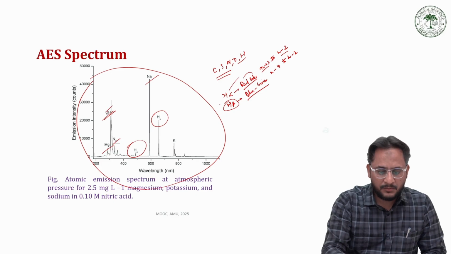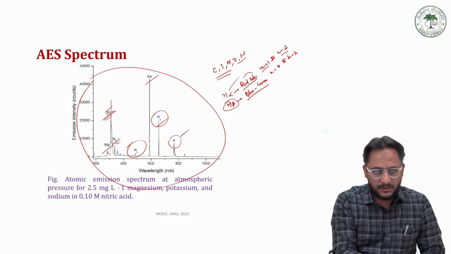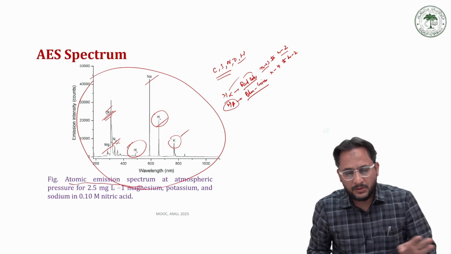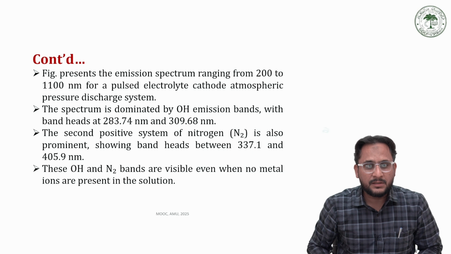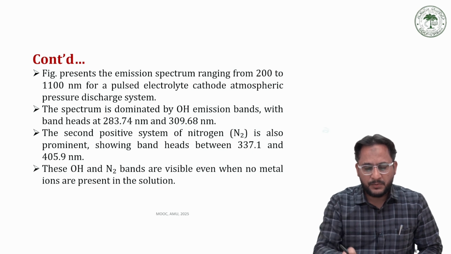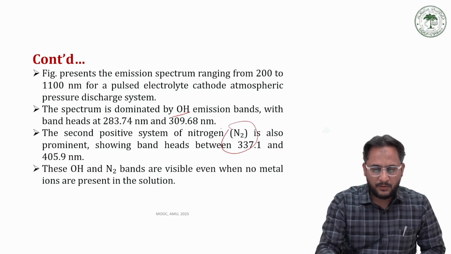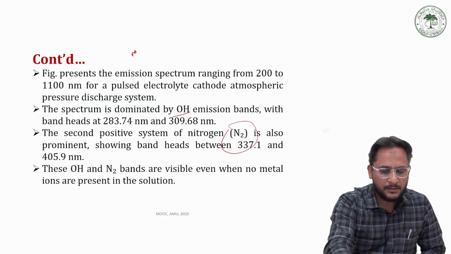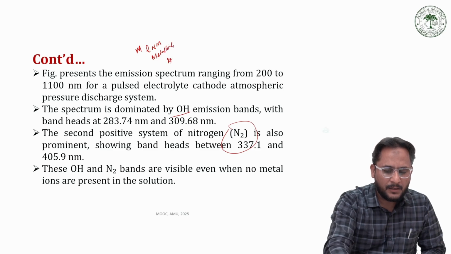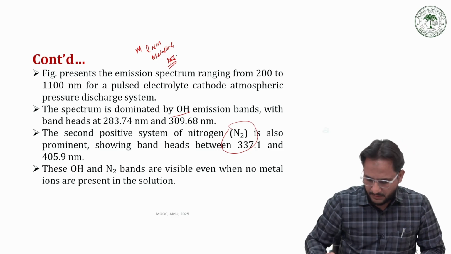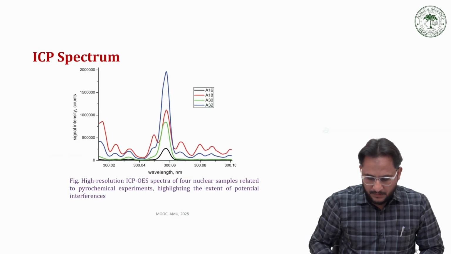So in this particular spectrum you can see even metals and non-metals can be detected, such as potassium metal. So this is AES, and this is not possible with AAS. Here we have characteristic spectra of OH, so O can be detected, hydrogen can be detected, even nitrogen. So this technique is used for metals as well as certain non-metals and metalloids. This is AES, not possible with AAS. This we have already discussed.